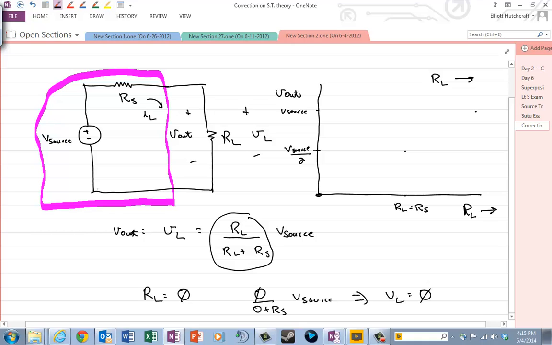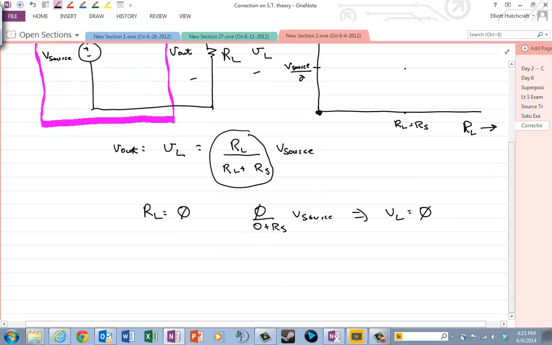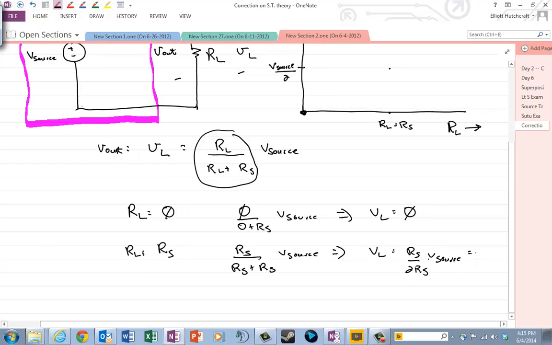So that's this point right here. And then I said another important point is when RL is equal to RS, and that is RS over RS plus RS times V source, and you can see that this makes VL go to RS over 2RS times V source, or that could be simplified as V source over 2. And so that's why I put this point right here.